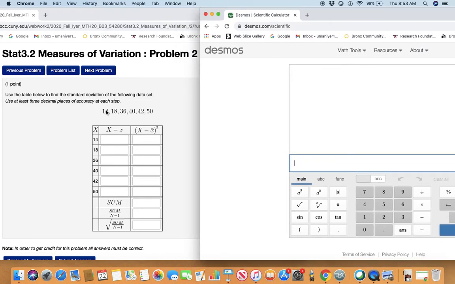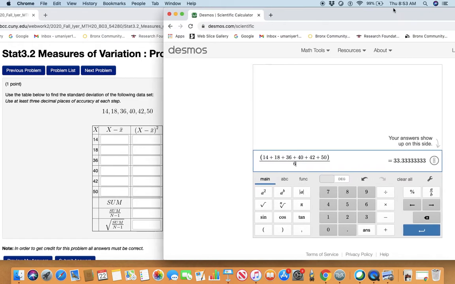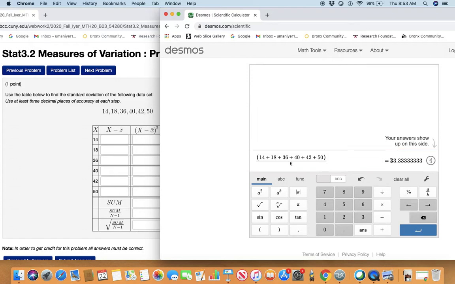So we are going to add all the x's, right? 14 plus 18 plus 36 plus 40 plus 42 plus 50. Add all the numbers and divide by the number of numbers. 1, 2, 3, 4, 5, 6. So I'm going to divide all of that by 6. Don't forget parentheses so that everything is added on the top. And here is what you get.